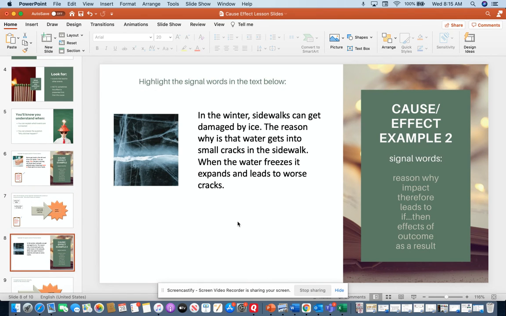All right, now let's look for the signal words in this one. In the winter, sidewalks can get damaged by ice. The reason why is that water gets into small cracks in the sidewalk. When the water freezes, it expands and leads to worse cracks.